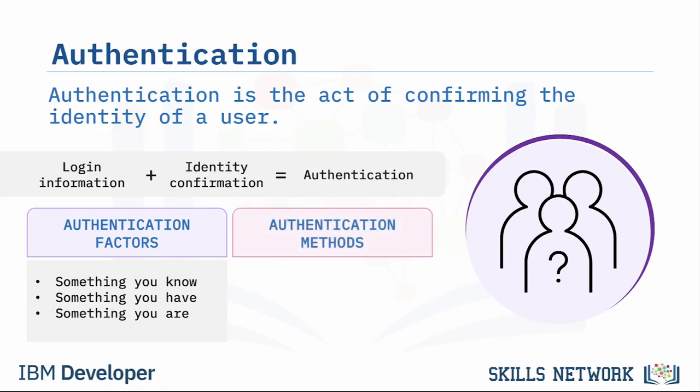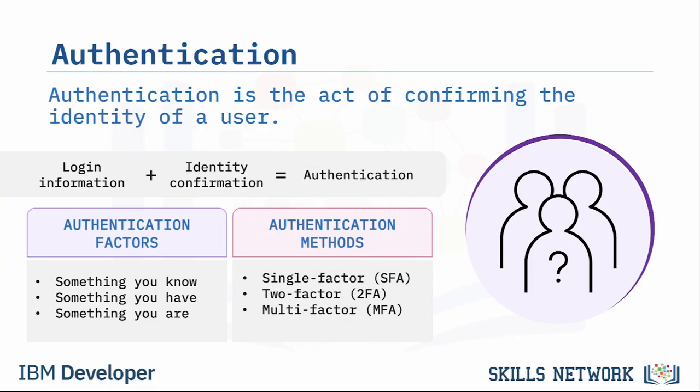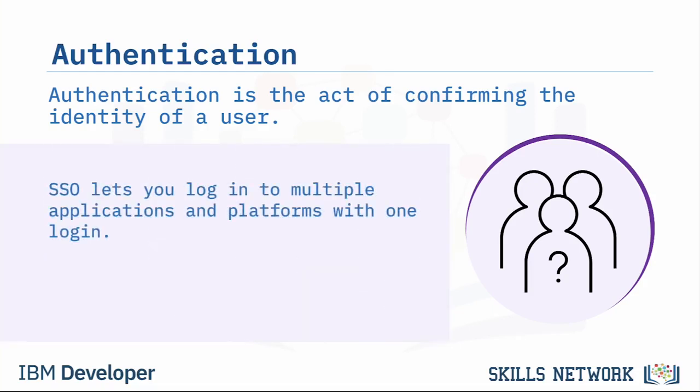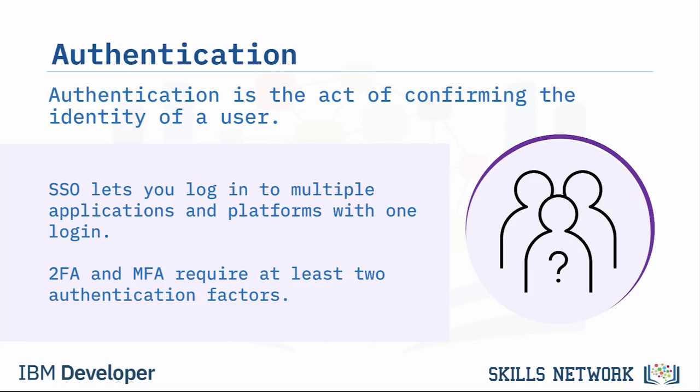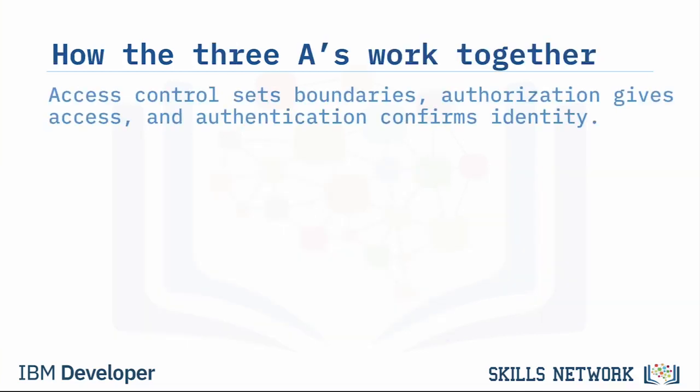Authentication methods include single-factor, or SFA, two-factor, or 2FA, multi-factor, or MFA, and single sign-on, or SSO. SSO lets you log into multiple applications and platforms with one login. 2FA and MFA are the most secure ways to log in because they require at least 2 authentication factors. Access control sets boundaries, authorization gives access, and authentication confirms identity.